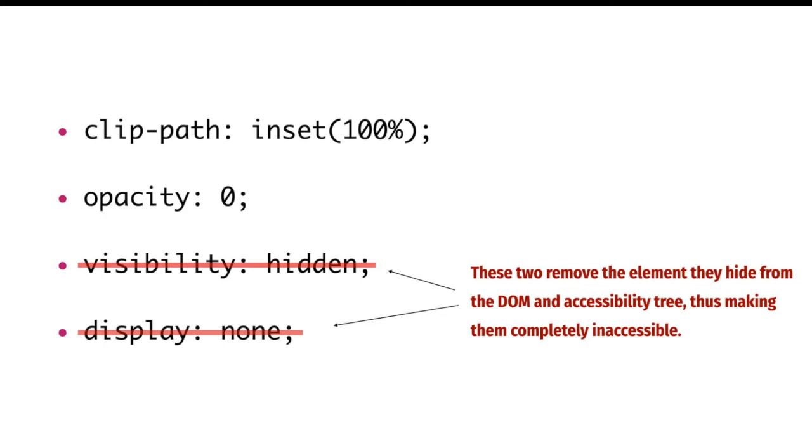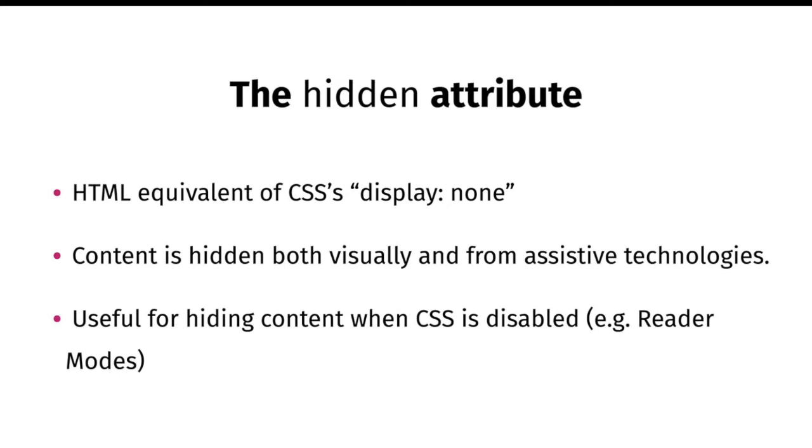making it completely inaccessible. In addition to the CSS properties, we have HTML attributes that can be used to hide content visually and from screen readers. The first attribute is the hidden attribute. It is the HTML equivalent of CSS's display none. So the content is hidden both visually and from assistive technologies. And it's useful for hiding content when CSS is disabled, such as reader modes.